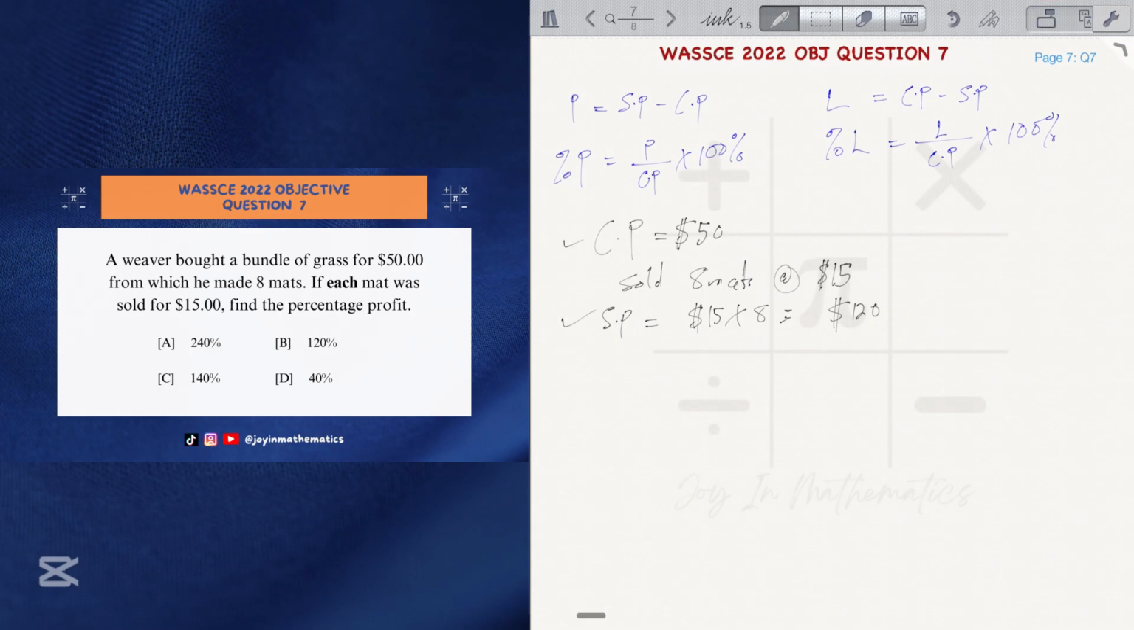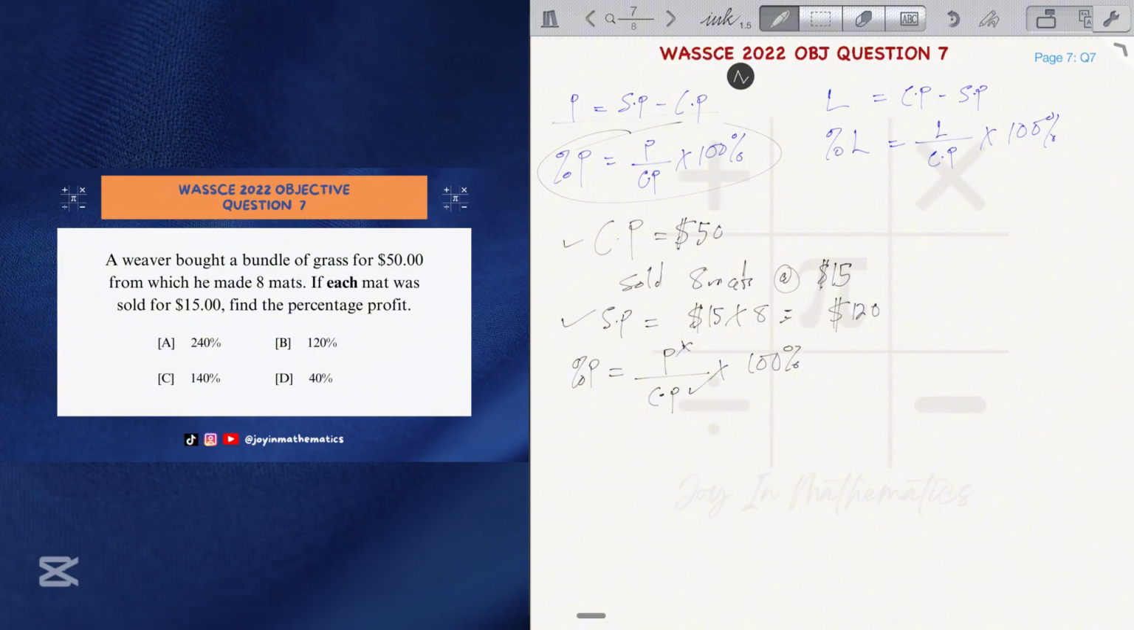The question now says find the percentage profits. So that's the formula we are using. The percentage profit is equal to the profit divided by the cost price multiplied by 100%. Do we have the cost price? Yes. Do we have the profits? No. Now let's evaluate the profits using this formula.